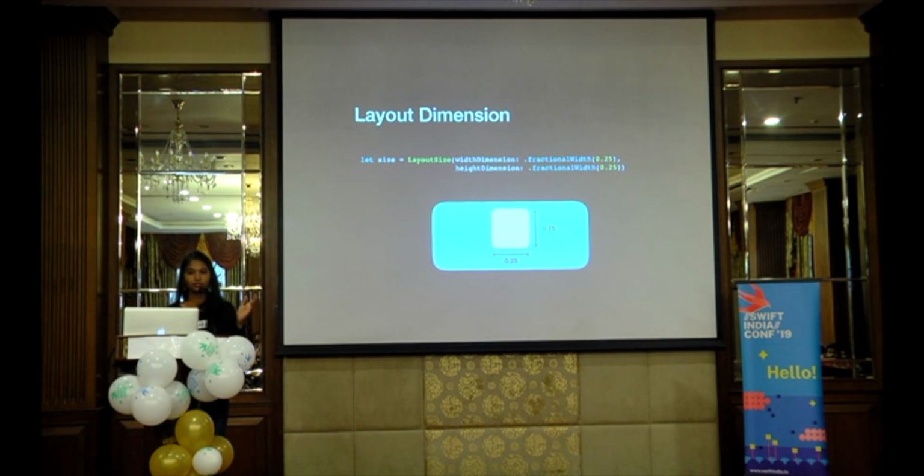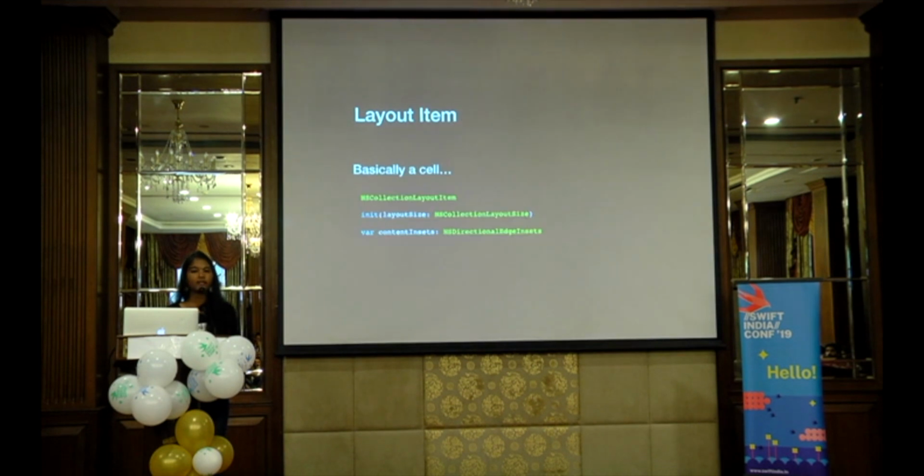Okay, so layout dimension actually gives you 4 ways in which you can size things. One is what I told now, a fractional orientation, fractional width and fractional height. Third is the absolute one, as in a normal CG size case. And fourth is an estimated value. That's about sizes. Next in the ladder we have item. It's simple. It's a cell or a supplementary. There's much more to it in the SDK, but for now you can know it is initialized using a size.